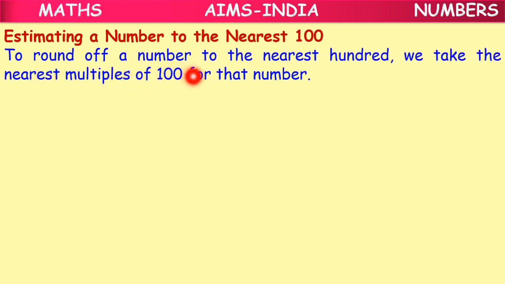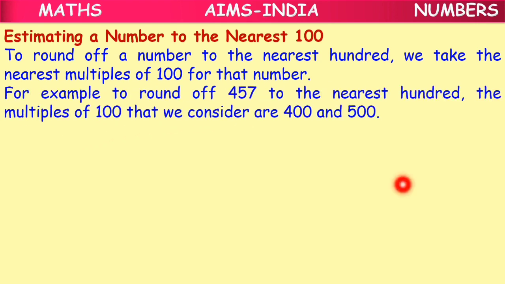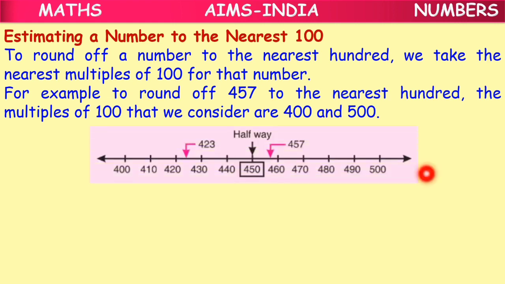To round off a number to the nearest 100, we take the nearest multiples of 100 for that number. For example, to round off 457 to the nearest 100, the multiples of 100 that we consider are 400 and 500. Now when we look at those on a number line, we have 450 in the halfway, 400 here, 500 here.